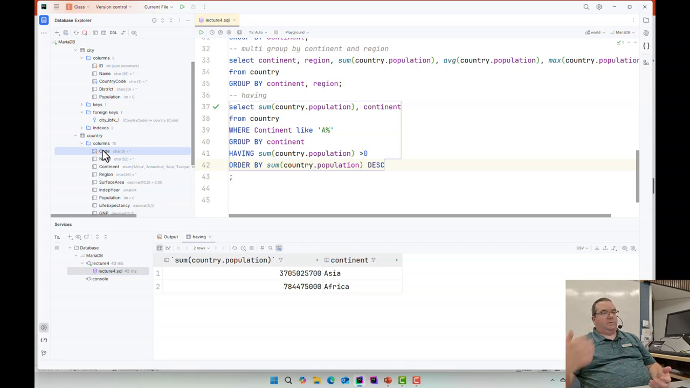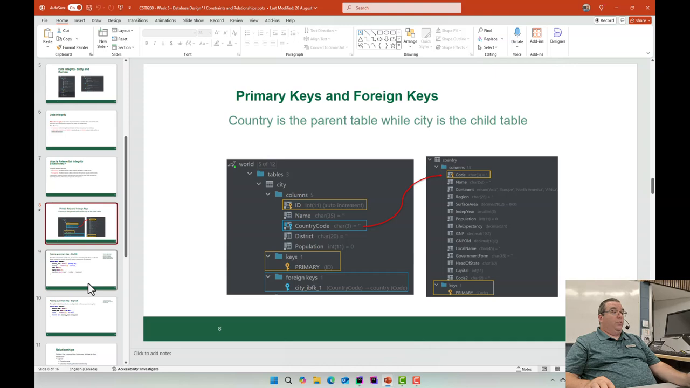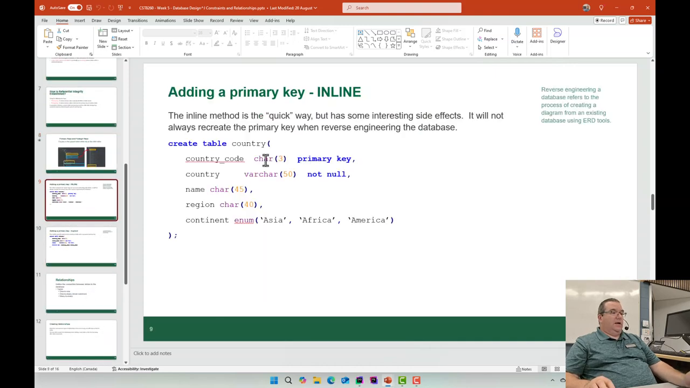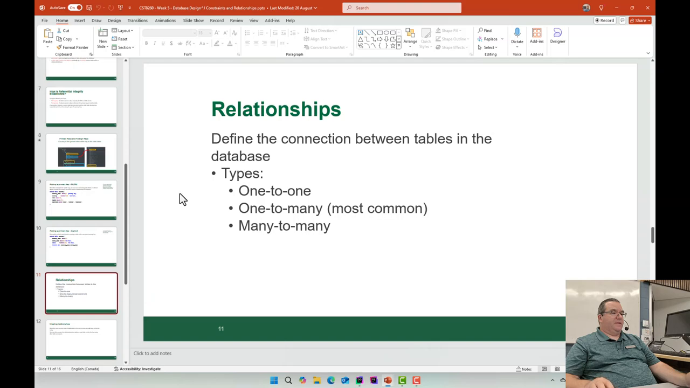You cannot create a city unless the country exists. You cannot erase a country unless you get rid of all its cities. It's really dark. So, which then leads me into the mechanicals of it. Primary key we did last time. So we skipped that.